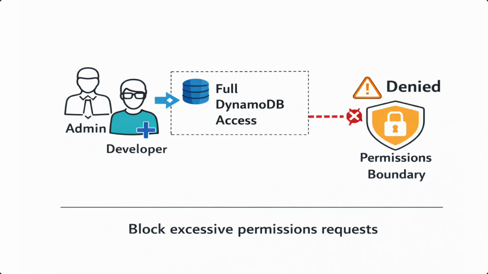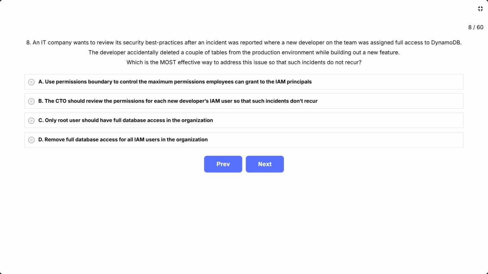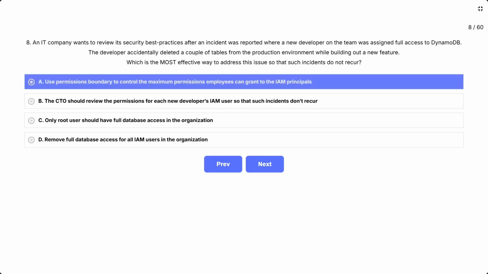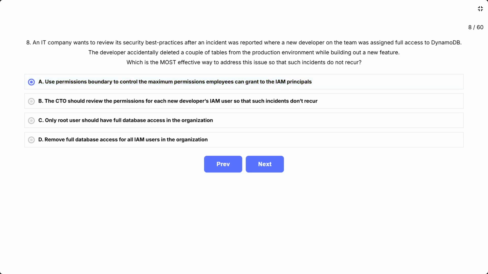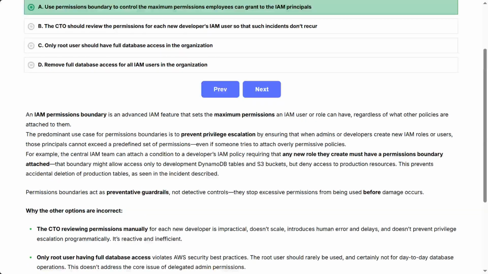This question asks how to prevent privilege escalation where someone, like a team lead or admin, accidentally grants excessive permissions to new developers or other users. Think of it as, how do I make sure that even if someone tries to give a developer full DynamoDB access, AWS automatically blocks it because it exceeds the allowed limits? The correct answer is A. Use permissions boundary to control the maximum permissions employees can grant to the IAM principals.